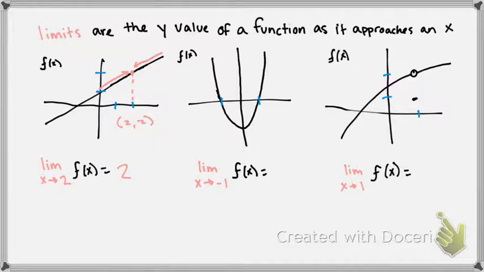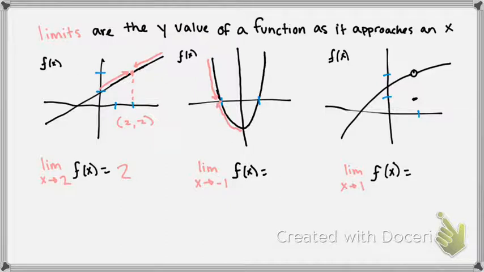Now let's try it with this next one: the limit as x approaches -1. What is your y? So let's go to -1. That's right here. We're going to come in from the top, and you just draw a little arrow and see where it goes. It looks like we're leading down to 0. And we'll do the same thing from the right.